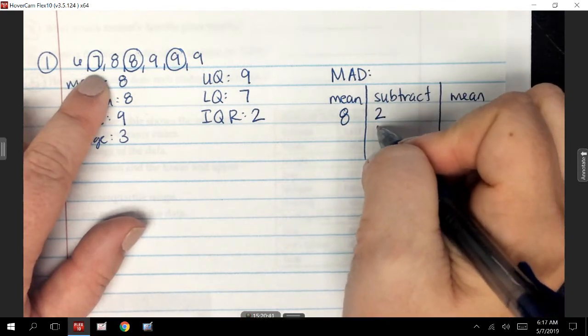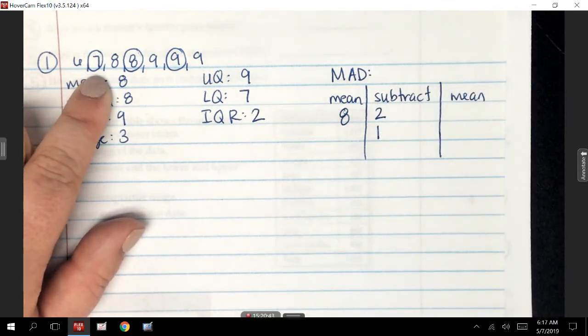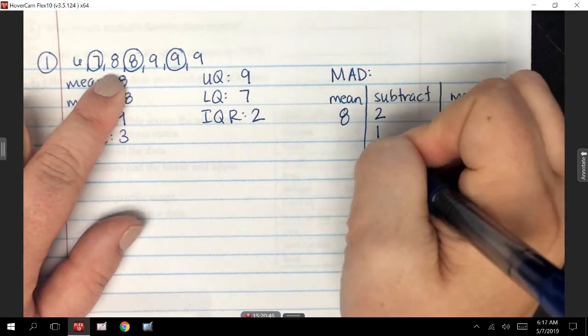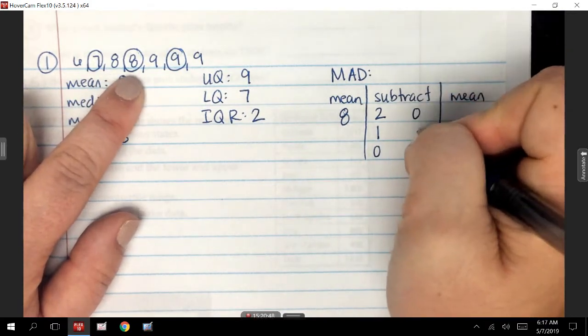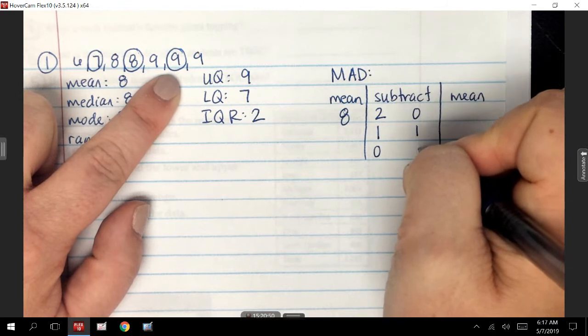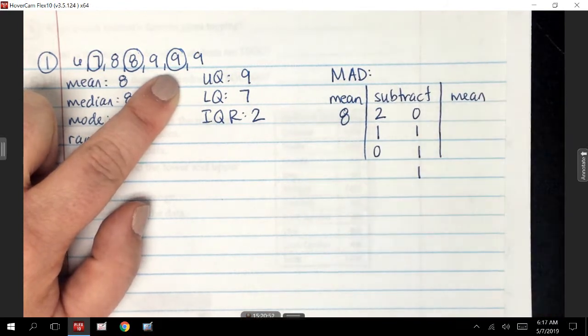7 minus 8 gives me a 1. Remember, I'm just leaving off negatives, and my calculator gives me a negative. 8 minus 8 is 0. 8 minus 8 is 0. 9 minus 8 is 1, 9 minus 8 is 1, and 9 minus 8 is 1. So there's my 7 numbers.